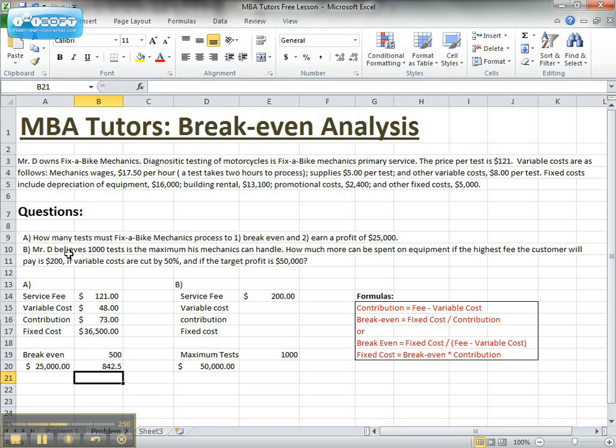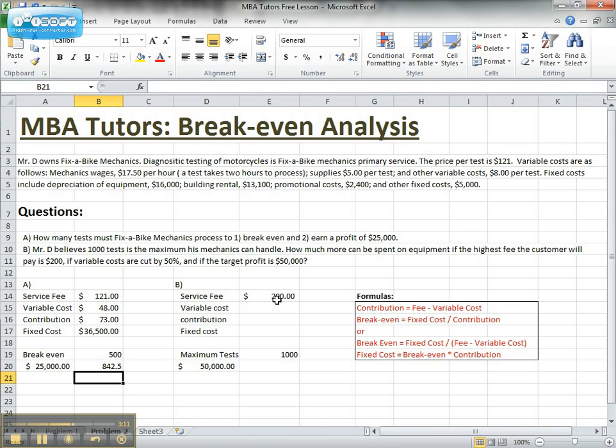Question B asks, Mr. D believes 1,000 tests is the maximum his mechanics can handle. How much more can be spent on equipment if the highest fee the customer will pay is $200, if variable costs are cut by 50%, and if the target profit is $50,000?